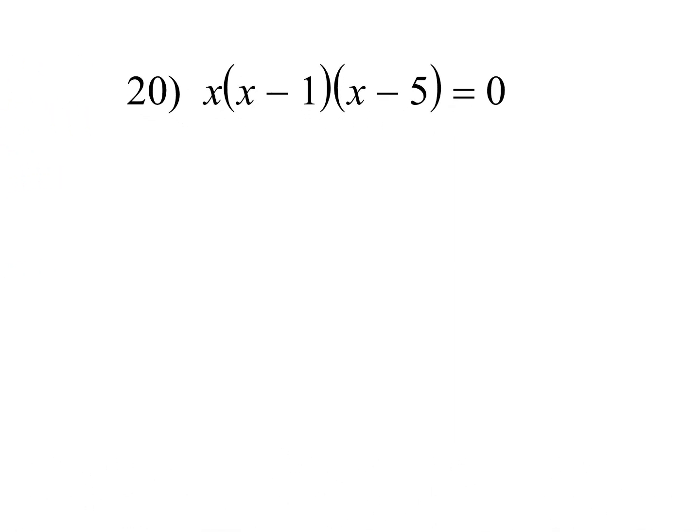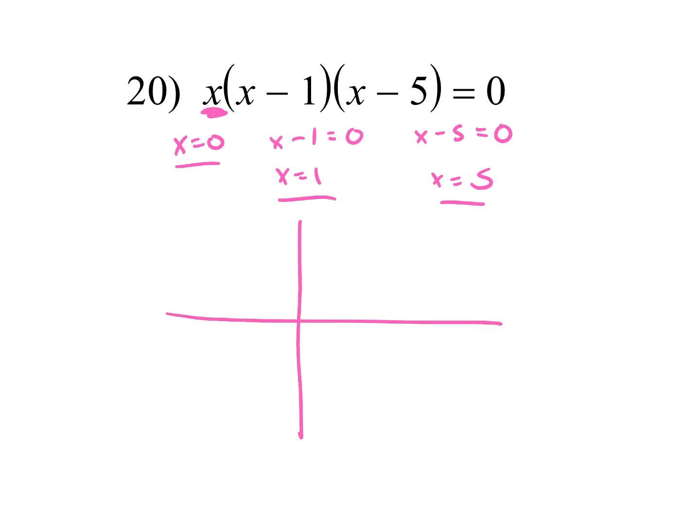All right, number 20. How do I find the zeros? x equals 0. x minus 1 equals 0. And x minus 5 equals 0. Perfect. So then x is equal to 1 and 5 and 0. Don't forget about the 0. So if you have an x all by itself, don't forget to put that equal to 0 also. So I'm going to put those on my graph. I have a point at 0, a point at 1, and a point at 5.